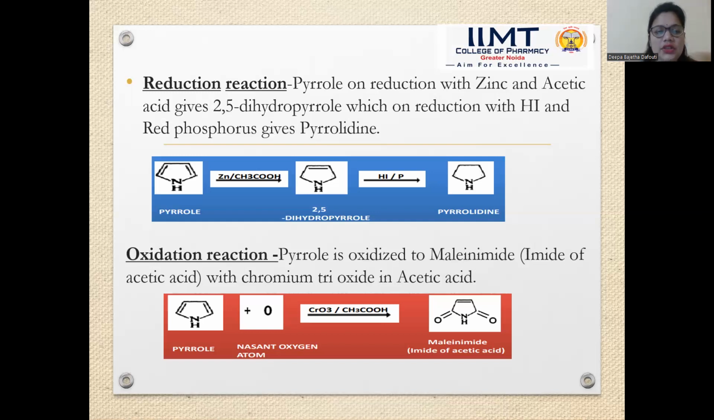And second is the oxidation reaction. In the oxidation reaction, pyrrole is oxidized to maleimide, the imide of maleic acid, with chromium trioxide in acetic acid. When we treat pyrrole with nascent oxygen, it has a high tendency to react with other nascent oxygen to form O2 molecules. So if pyrrole is treated with nascent oxygen in the presence of chromium trioxide and acetic acid, it gives melanimide, the imide of acetic acid.